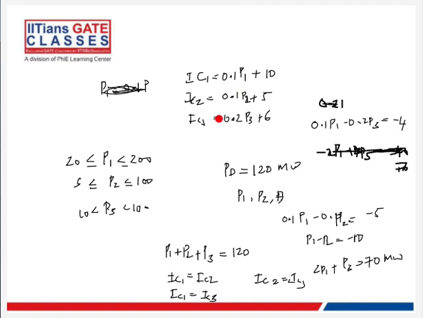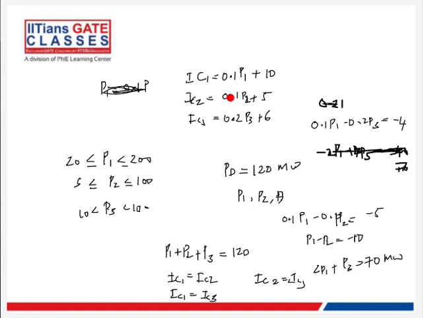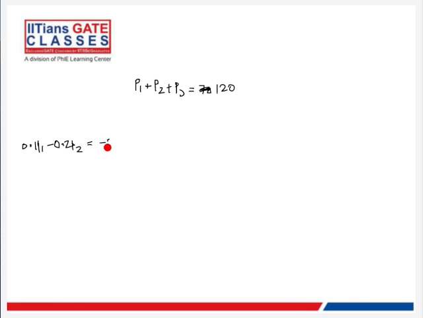Then if you redo this, 0.1 P1 minus 0.2 P2 is equal to 5 minus 10, minus 5. Right? So multiply both sides by 10, you will get P1 minus P2 is equal to minus 50. So if I add these two equations, what will I get? 2 P1 plus P3 is equal to 120. So this is our equation number 1.